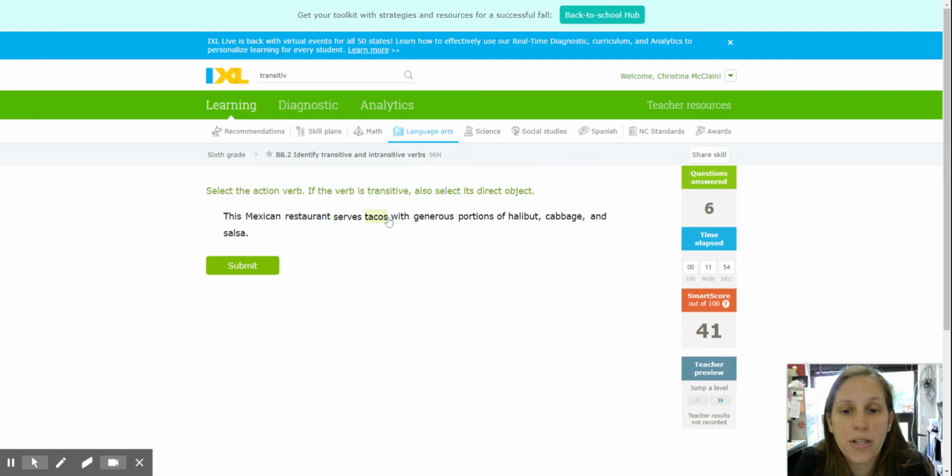This Mexican restaurant serves tacos with generous portions of halibut, cabbage, and salsa. So, serves is my action. This Mexican restaurant serves what? Tacos. Okay, and then if I was doing the complete predicate, it'd be serves, tacos, and then all of this, with generous portions of halibut, cabbage, and salsa. Okay, and this Mexican restaurant would be my complete subject.